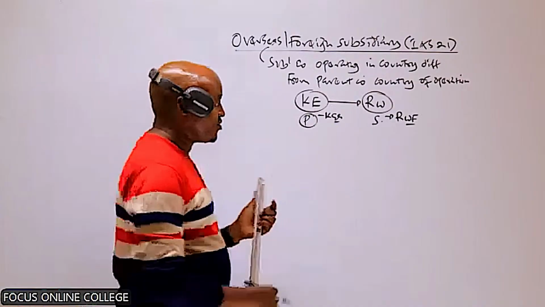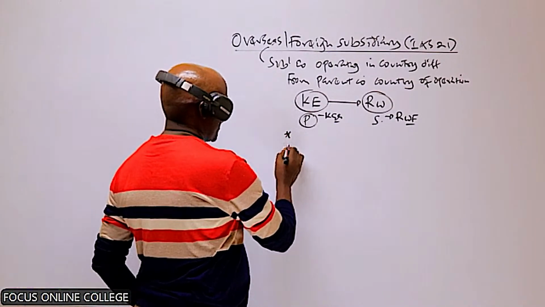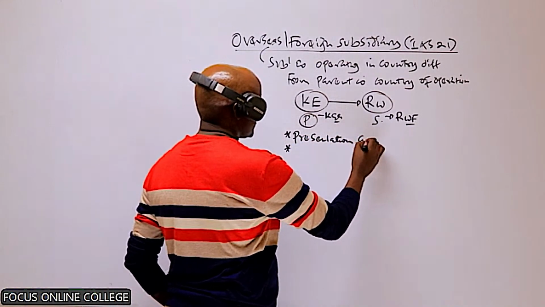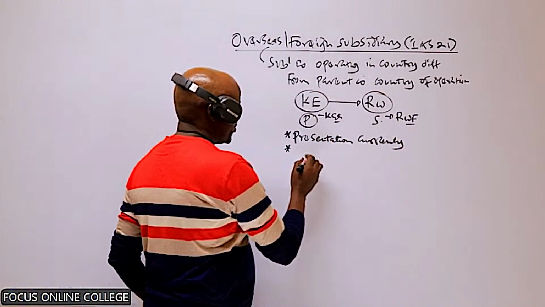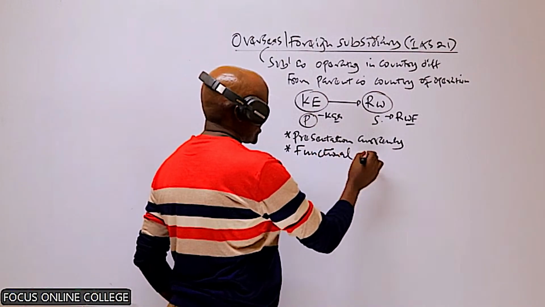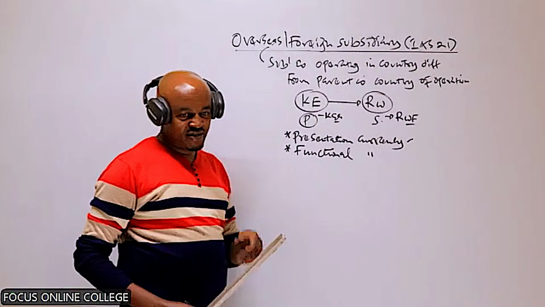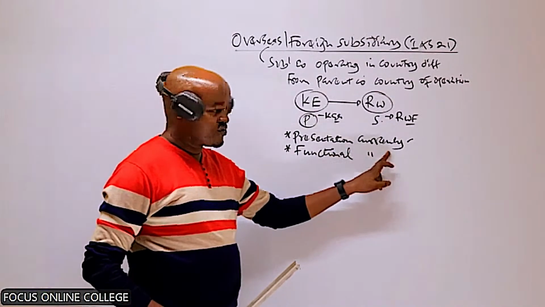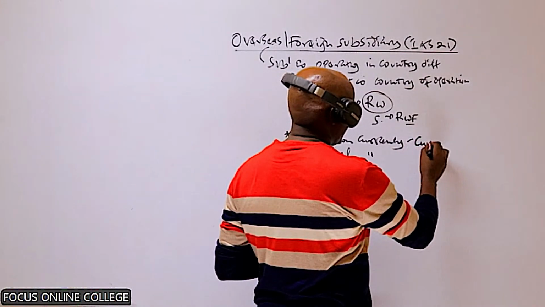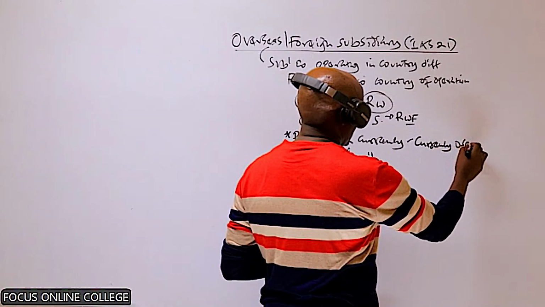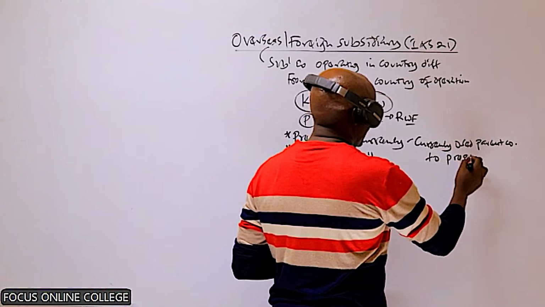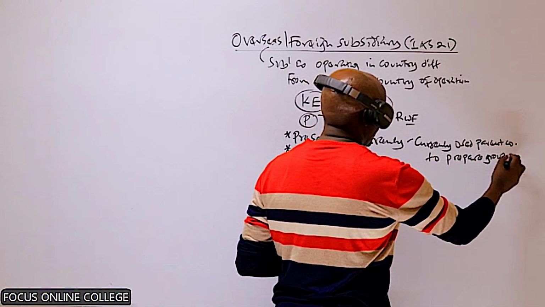But even before we do that, there are two terms we need to define here. One is the presentation currency, and also the functional currency. When we talk about the presentation currency, this is the currency used by the parent company to prepare the group accounts.